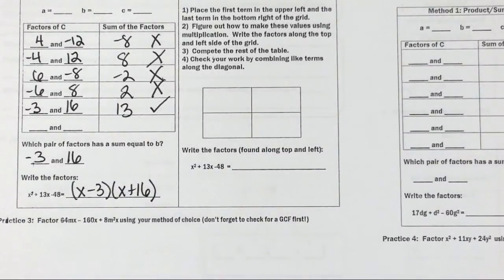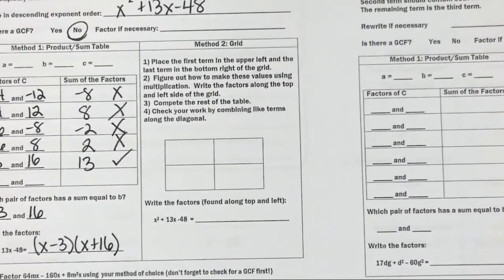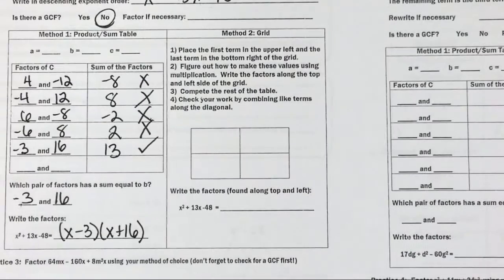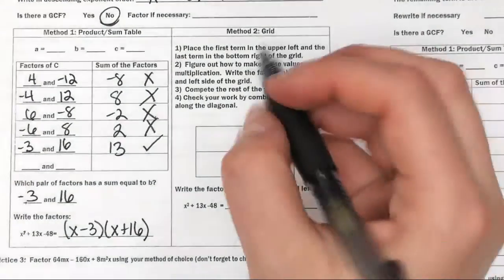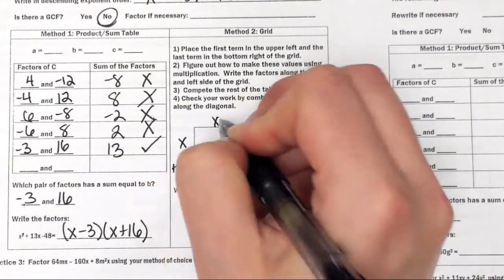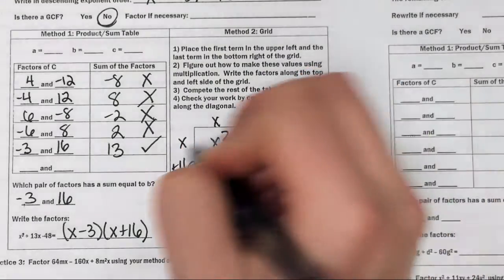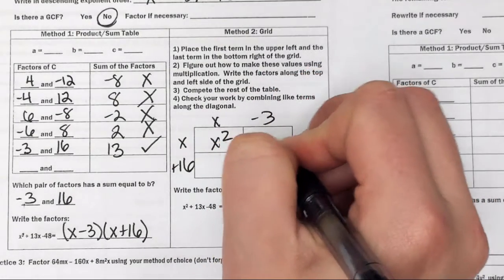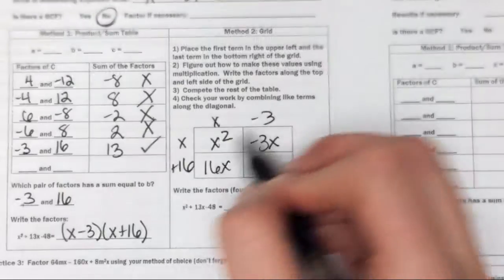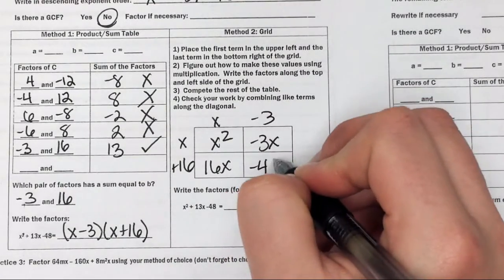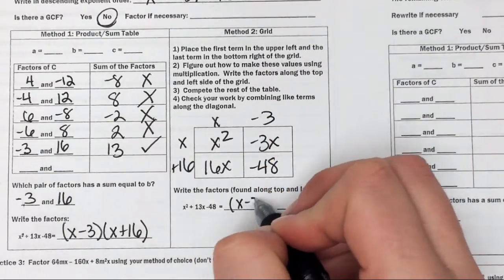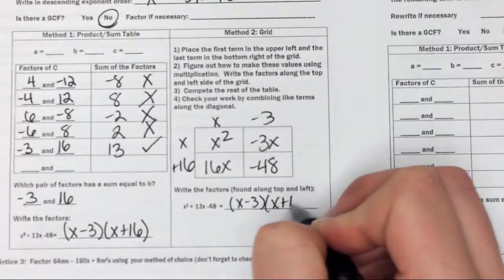Okay, so method 2 was pretty much a better option for checking. I think this gives you a better idea of how to find your factors. All right, so I've got x minus 3 and x plus 16. X times x gives me x squared. Negative 3 times x is negative 3x. X times 16 is 16x, and negative 3 times 16 is negative 48. Check along my diagonal, and sure enough, these two factors work out just fine.